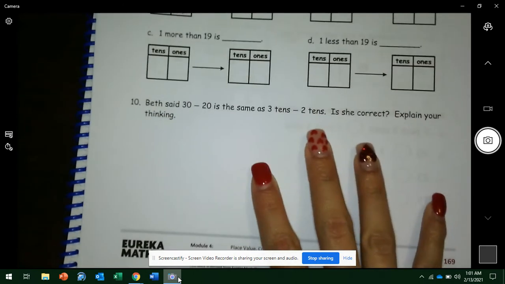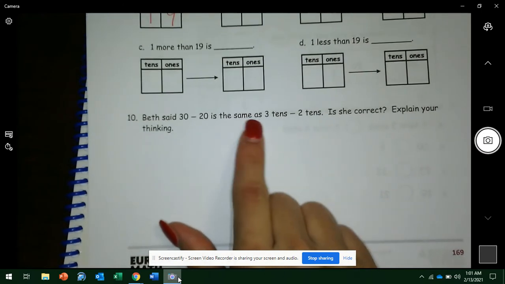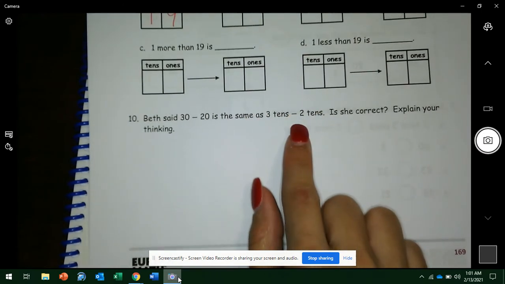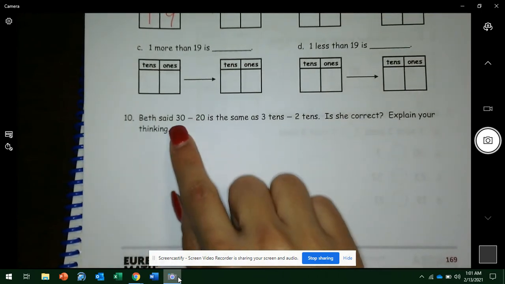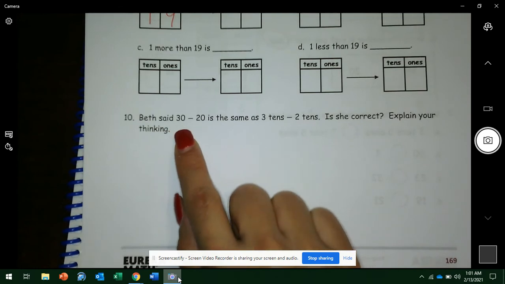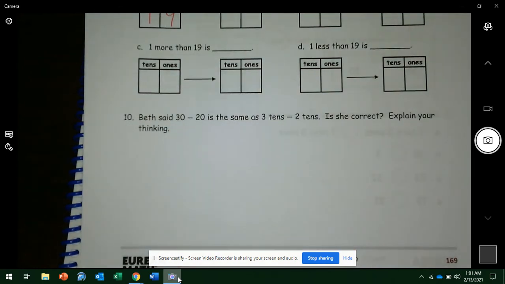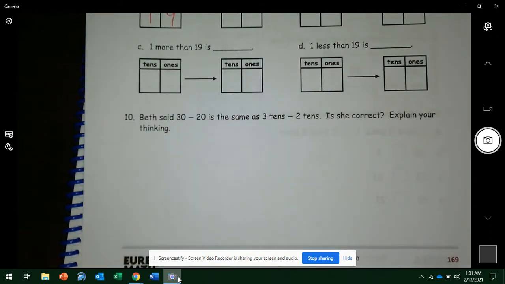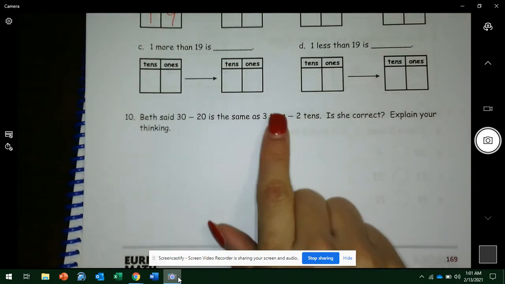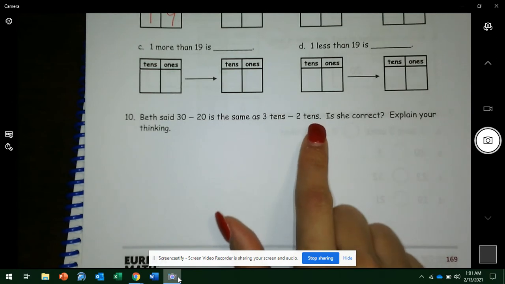Number 10. Beth said 30 minus 20 is the same as 3 tenths minus 2 tenths. Is she correct? Explain your thinking. So, how many tens does 30 have? Get ready. How many ones? Get ready. So, how many tens and ones does 20 have? Get ready. So, is that the same as 3 tenths minus 2 ones?